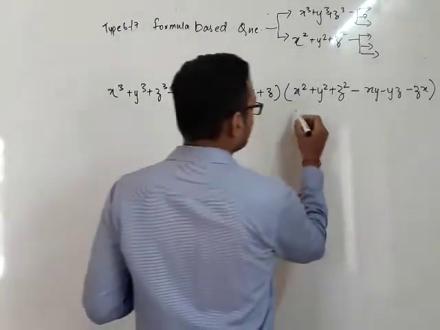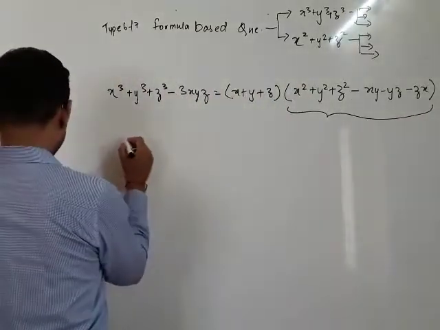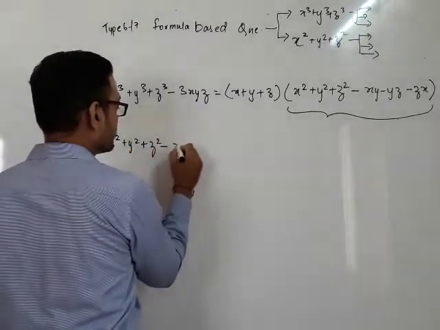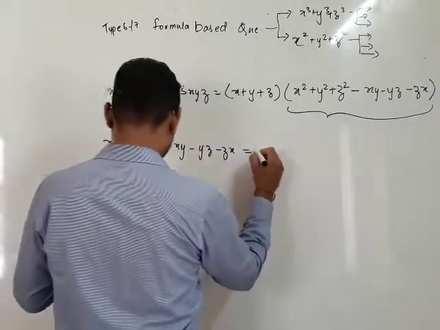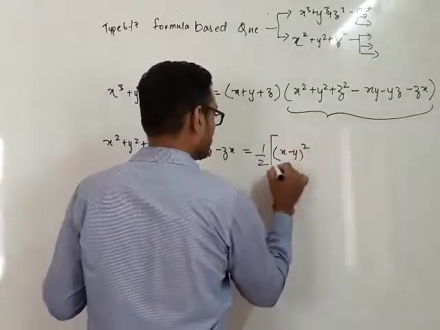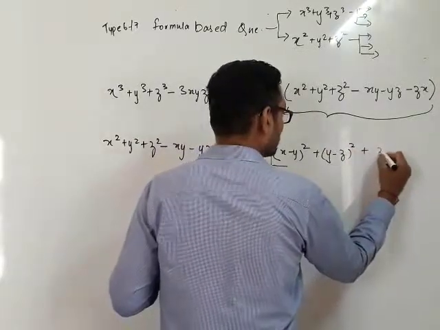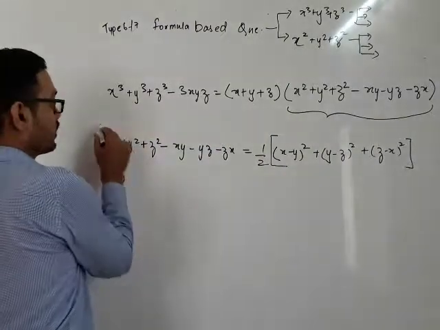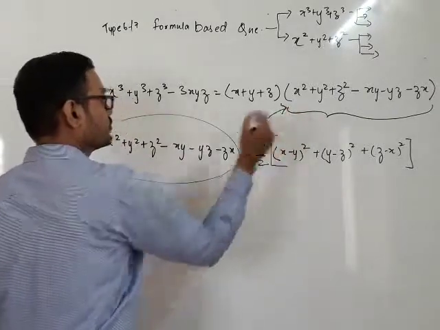Now over here, this section x square plus y square plus z square minus xy minus yz minus zx can also be written as half of x minus y the whole square plus y minus z the whole square plus z minus x the whole square. So this value which is over here, I will substitute it here.